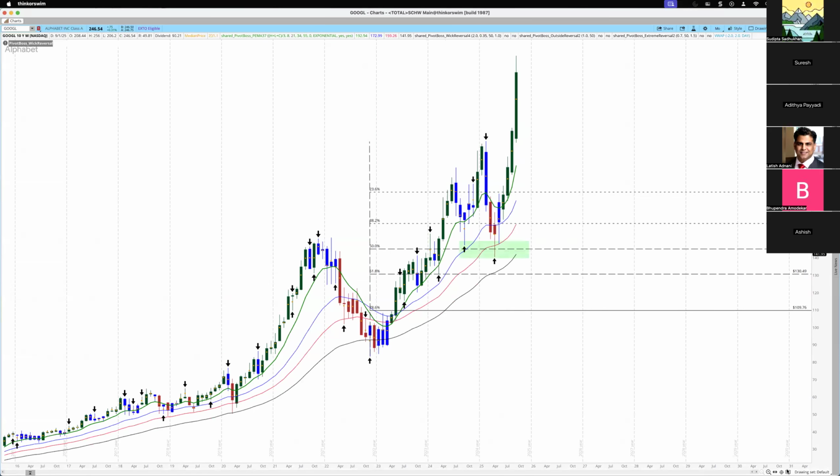Now let's remove all this and clear the drawing. If you take this one for a small move, see, it came back down, rejected 61.8%, and you can take an entry here or somewhere here.